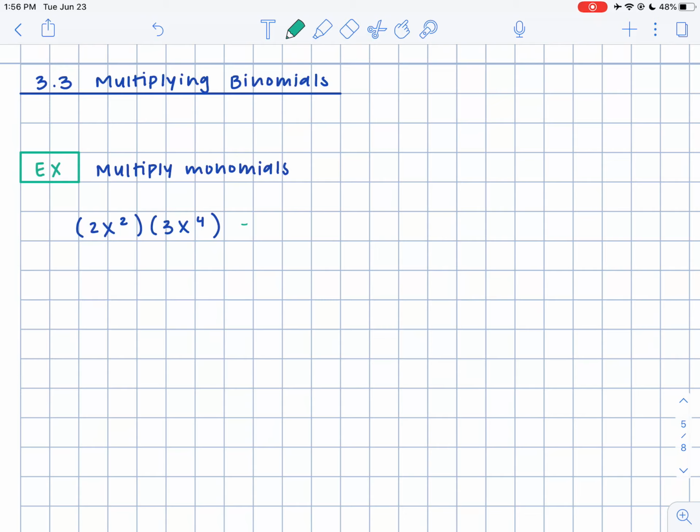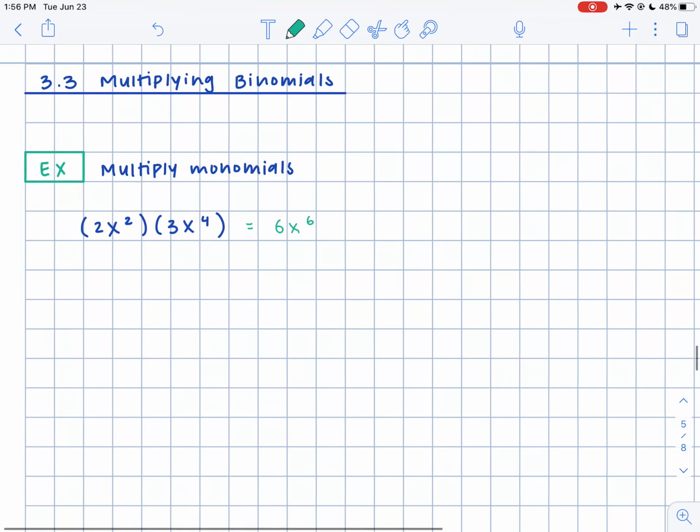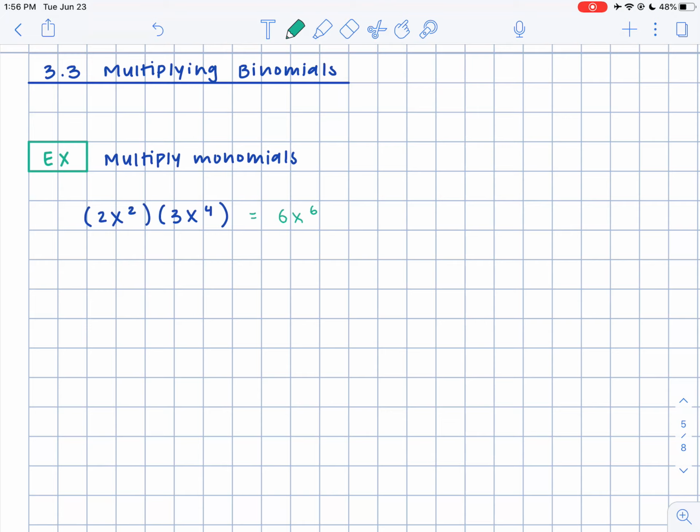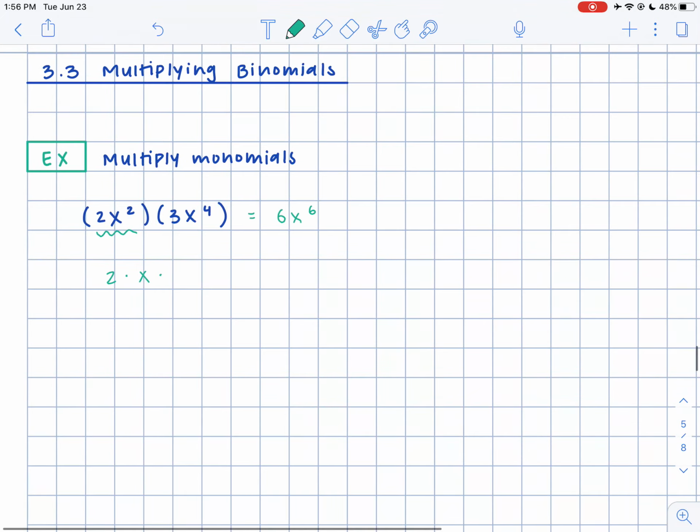Okay, so I'm going to tell you that 2x squared times 3x to the power of 4 is actually 6x to the power of 6. Now, how did we get there? Well, let's break it down. 2x squared is actually 2 times x times x. How do we know that? Because x to the power of 2 is x times x. Just like how 4 squared is 4 times 4. It is not 4 times 2. Okay? So be careful.